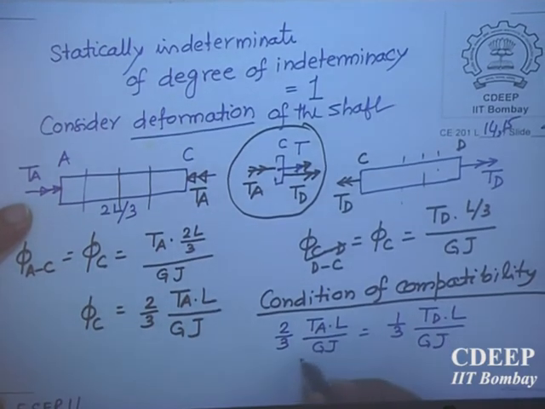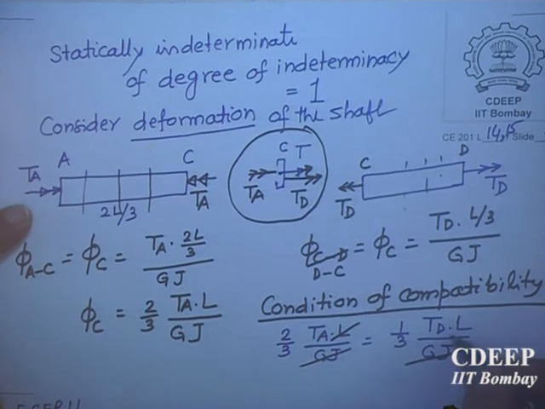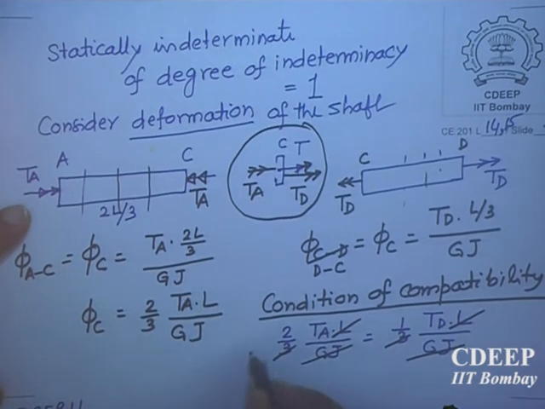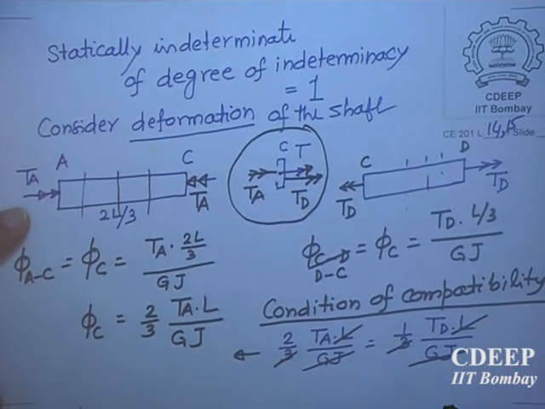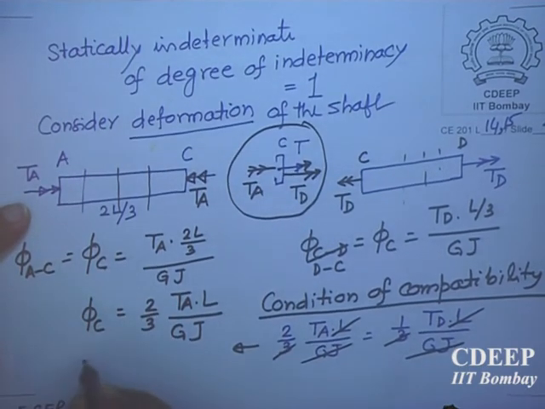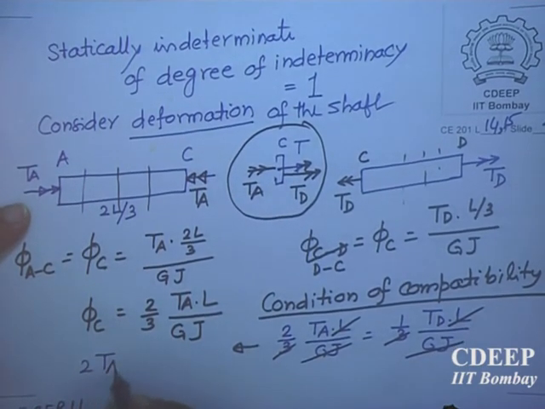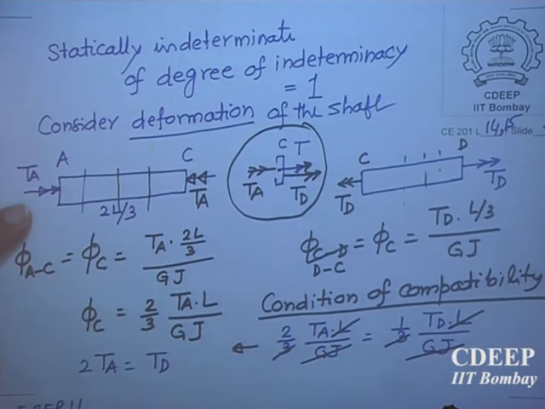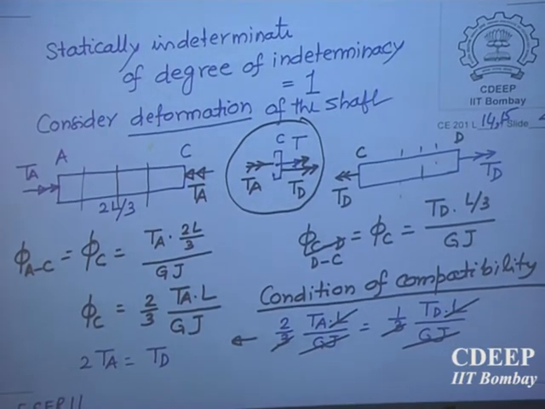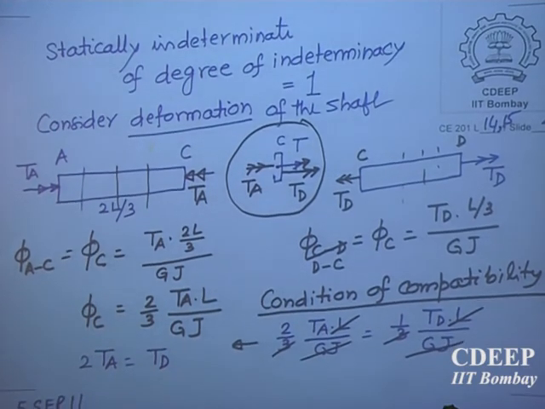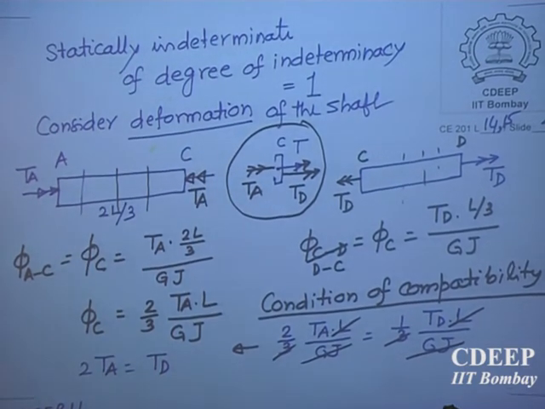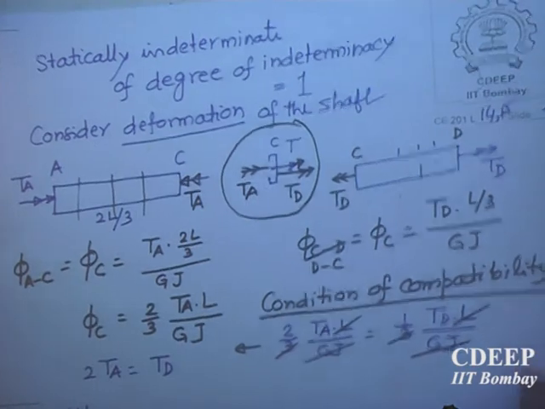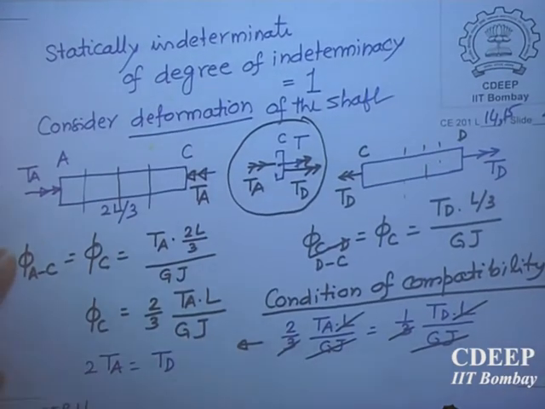And therefore, what do you get? 2 TA equal to TD. So we got one more equation relating TA and TD. This has come out of consideration of deformation. So now we have got two equations. I will call this equation number 2.